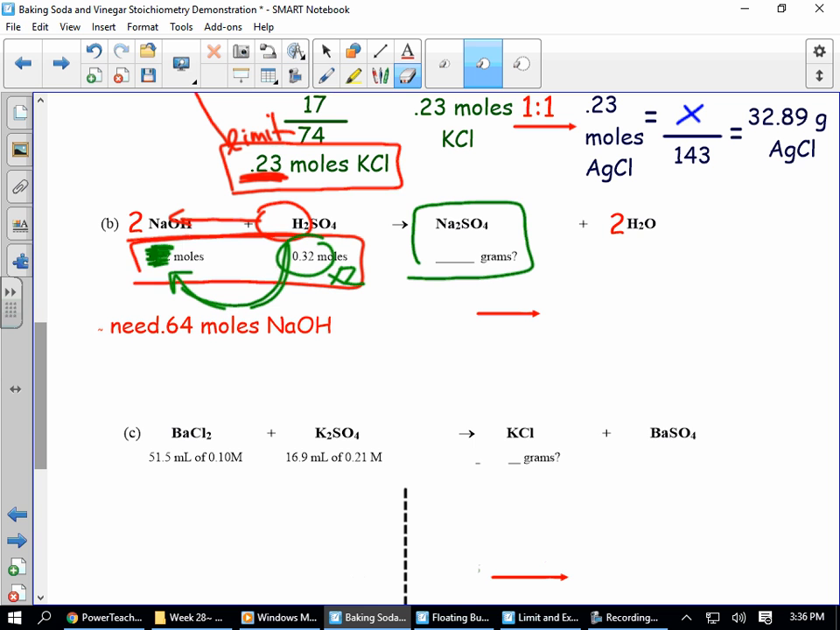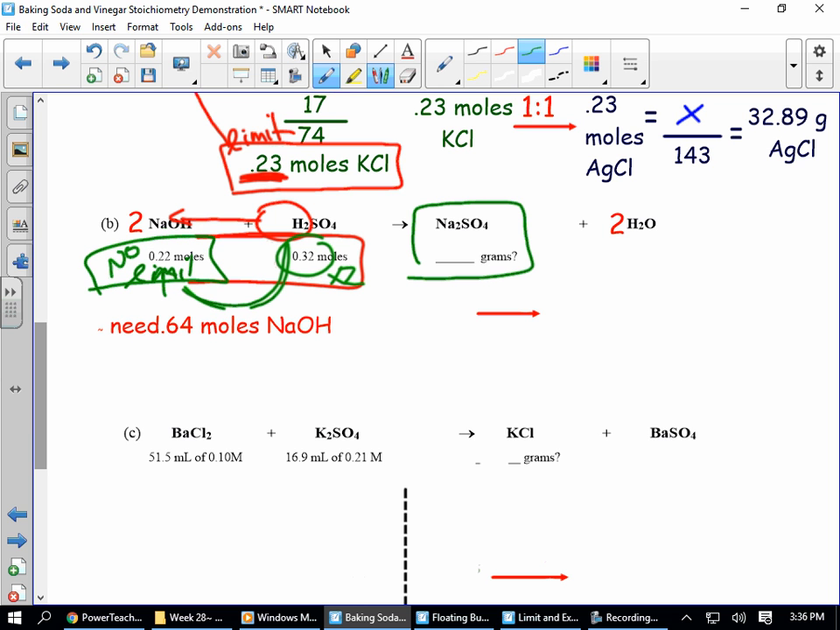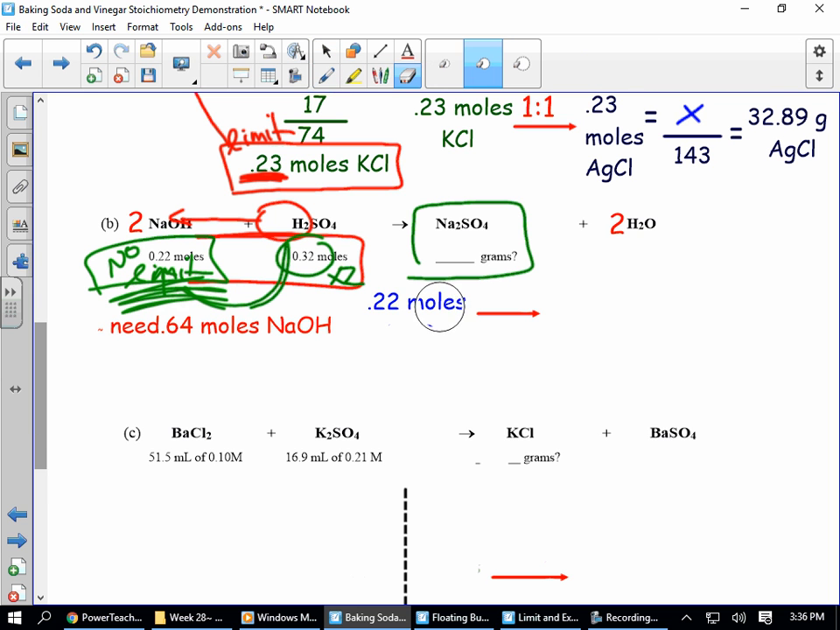Let's take a look. Do I have 0.64? Absolutely not. I do not have enough. So therefore, this is my limiting, and that's what I'm going to use to do my stoichiometry. So now I have 0.22 moles of NaOH as my limiting.